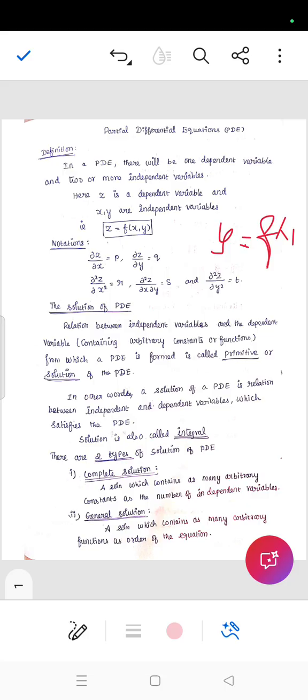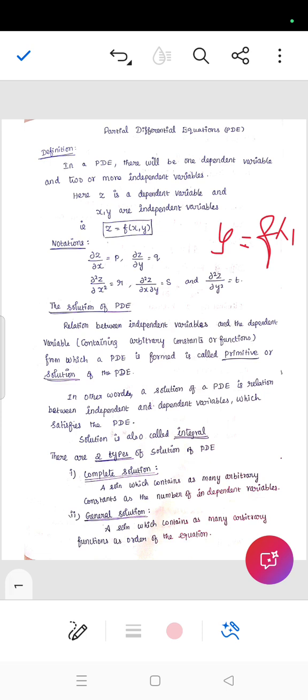Then in a partial differential equation, there is only one dependent variable and two or more independent variables. So here the independent variables are x and y, and we can have some more variables, and it is given by the equation z equal to f of x comma y, a function of x comma y. Depending on the values of x and y, z may vary according to the variables x and y. So z equal to f of x comma y. Hence this is a partial differential equation.